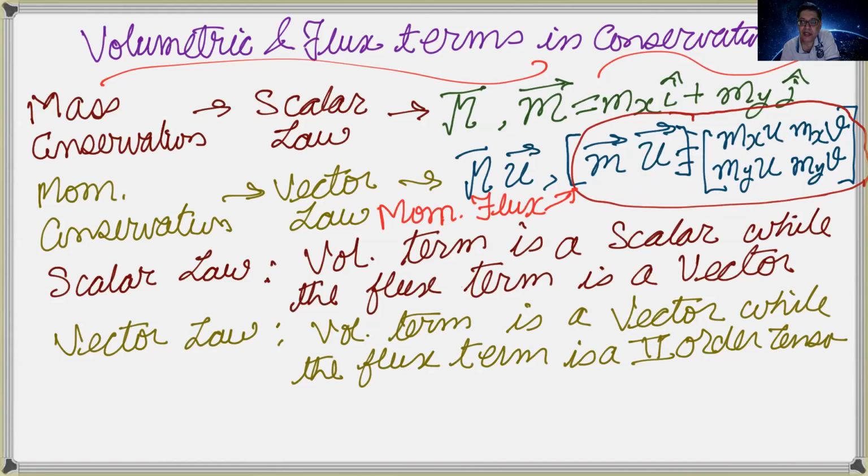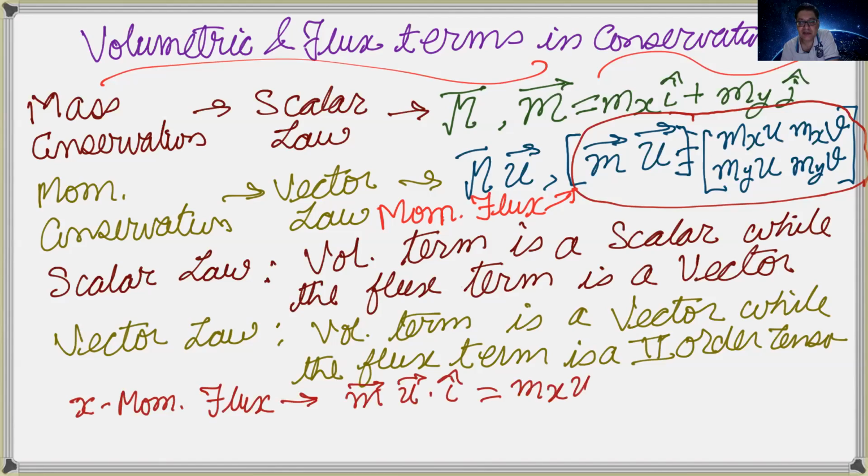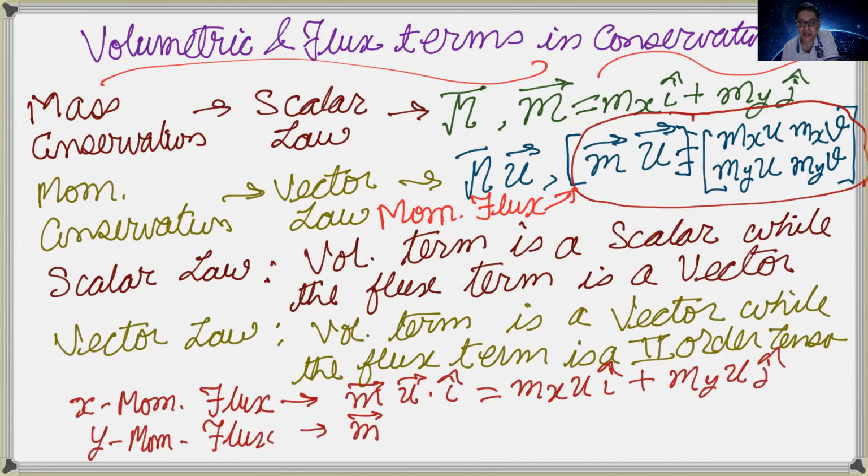If you want to obtain any vector law, whether you have studied it in statics, dynamics, or solid mechanics, we always apply the vector law component by component. So when we take the dot product, for the x component, while applying the x momentum conservation, we take a dot product and then we get an x momentum flux, where the second order tensor gets converted into a vector as shown here.